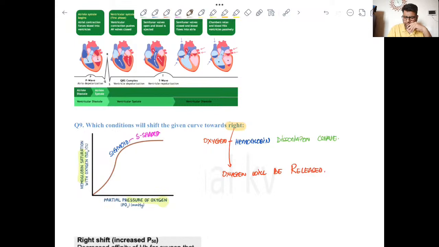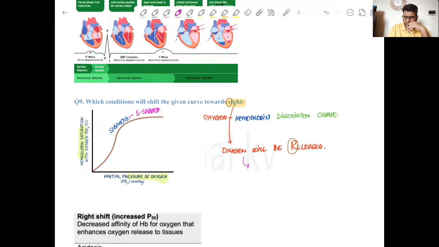And how to remember? Remember R of right and R of released. So if I say the curve is shifting to the right, it means oxygen will be liberated into the tissues from hemoglobin. Now these are those conditions where the body needs oxygen. If the body needs oxygen, definitely it will come out from hemoglobin, and therefore the curve will shift to the right. So of course one is increased PCO2, that is an increase in partial pressure of carbon dioxide, which results in a decrease in pH, and this is acidosis.